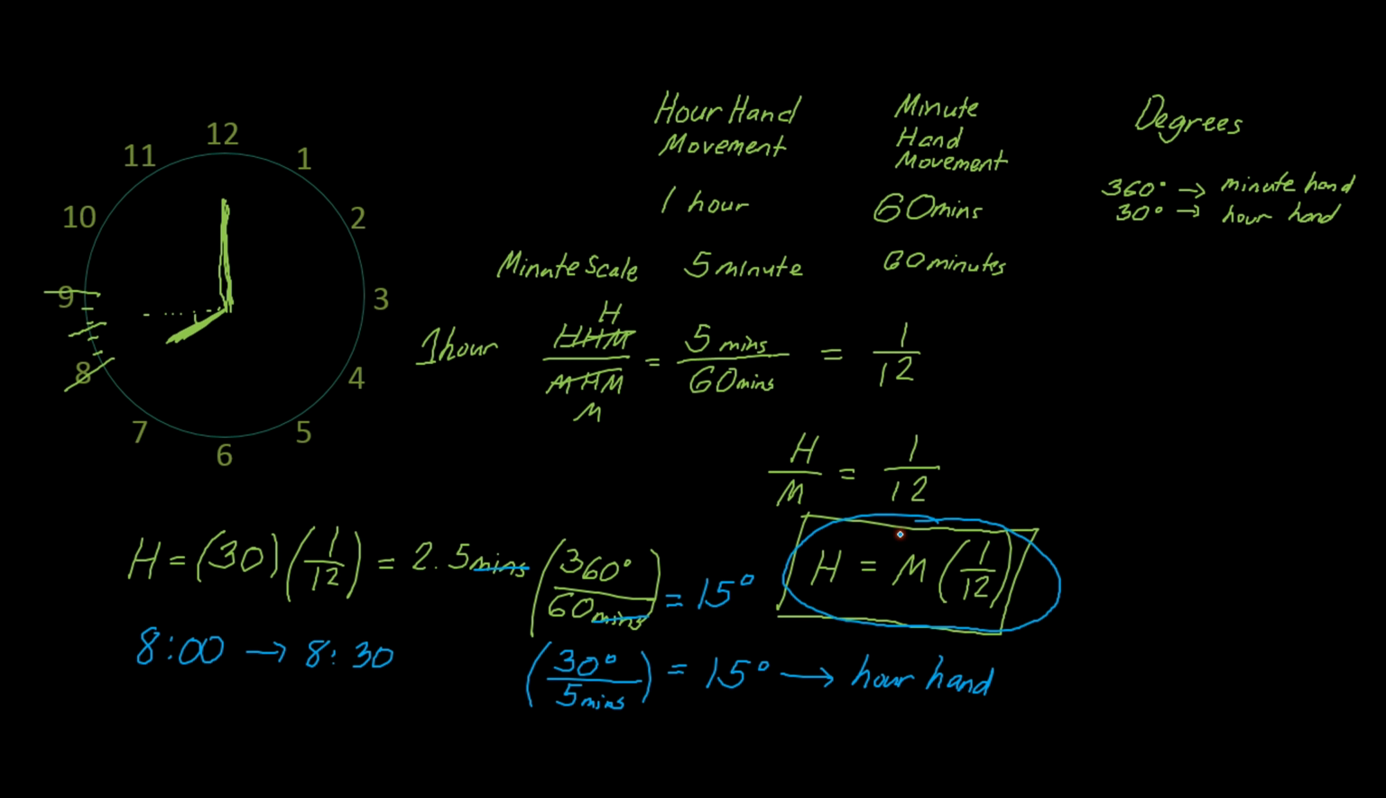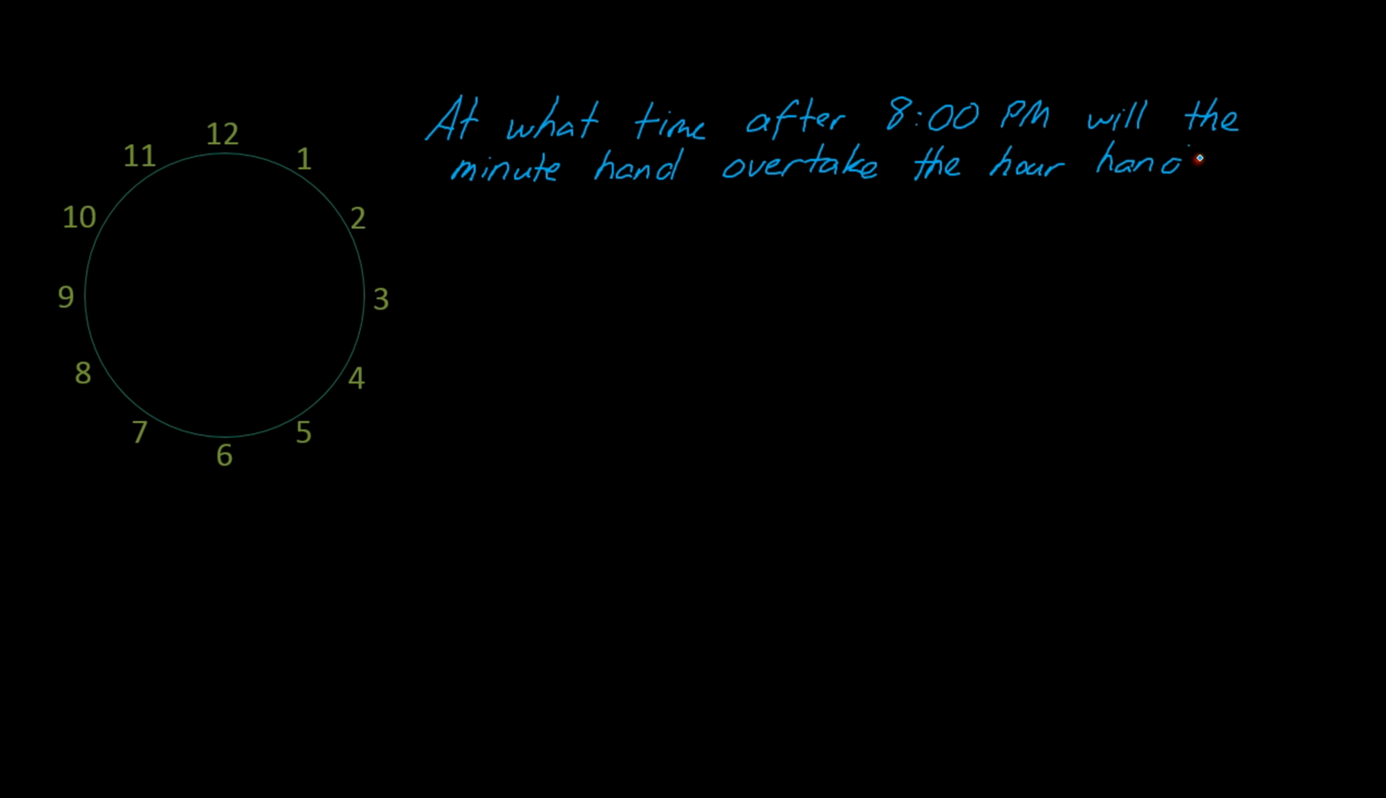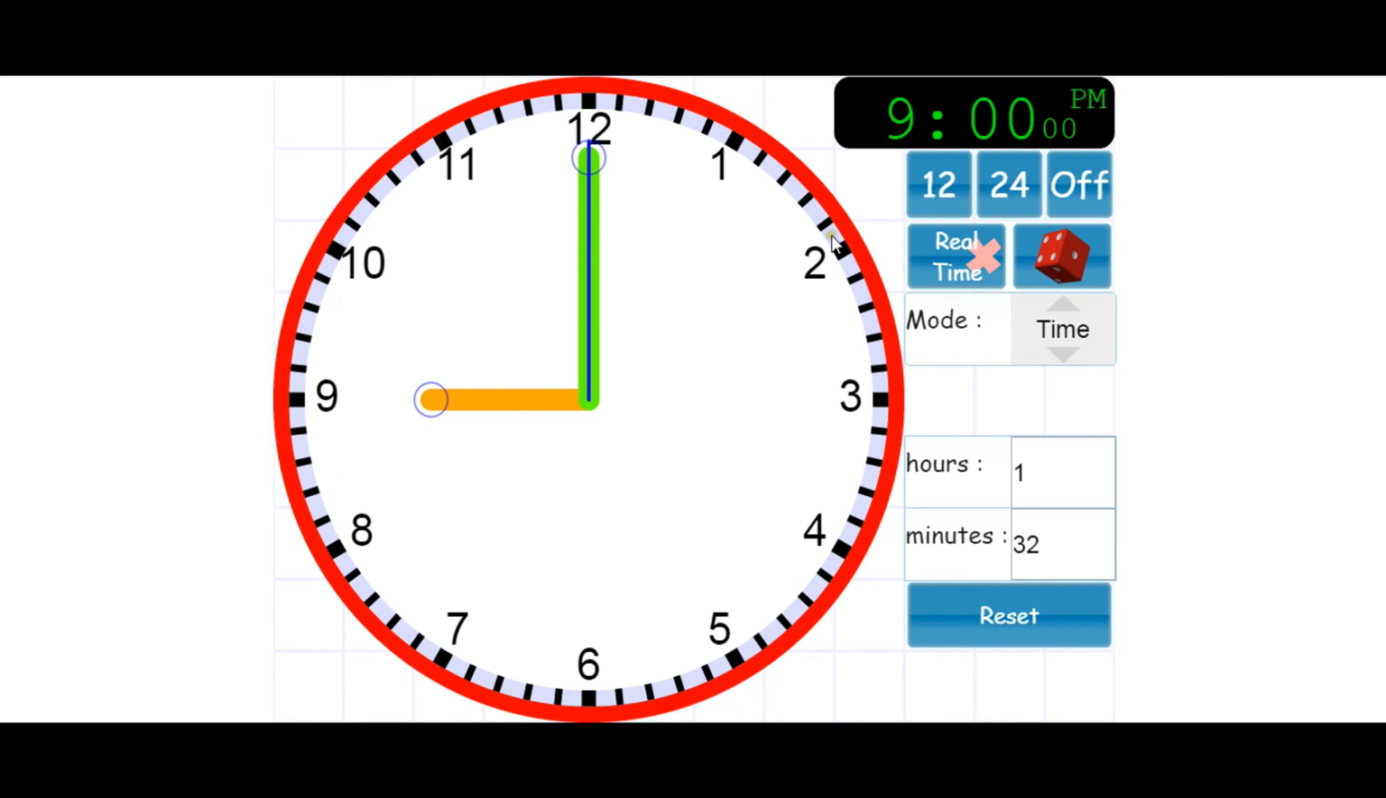We're gonna solve a basic problem that commonly appears in clock problem exams. Alright, so we have this question: at what time after 8 o'clock will the minute hand overtake the hour hand? So if we use this analog clock, starting from 8, at what time after 8 o'clock will the minute hand overtake the hour hand?